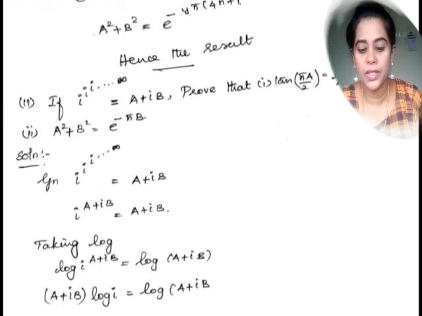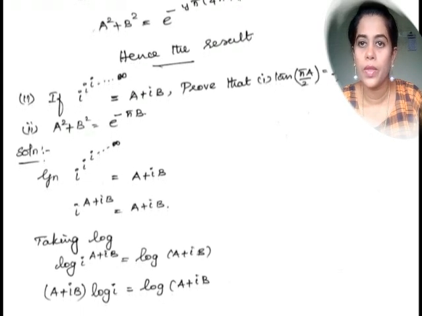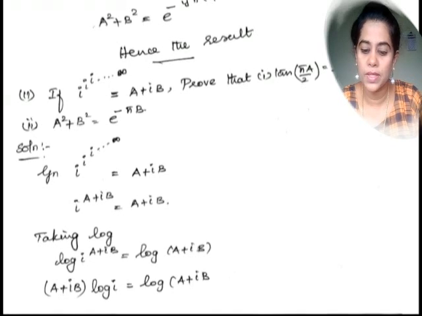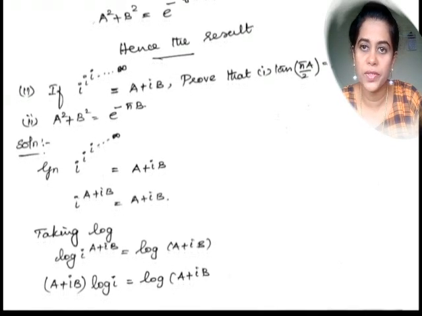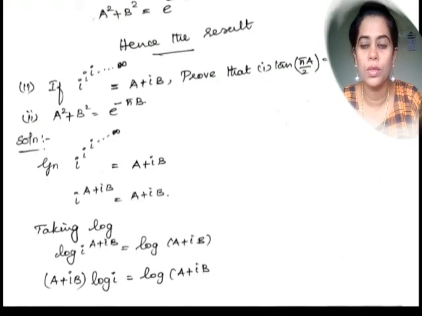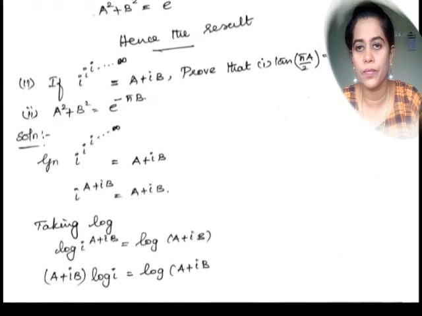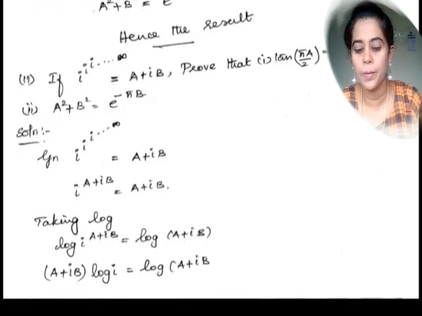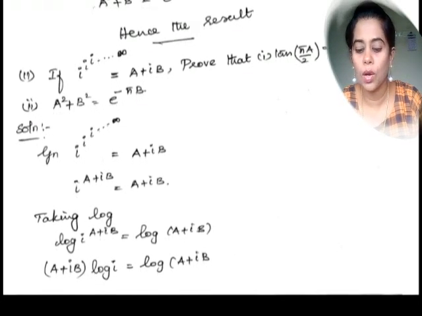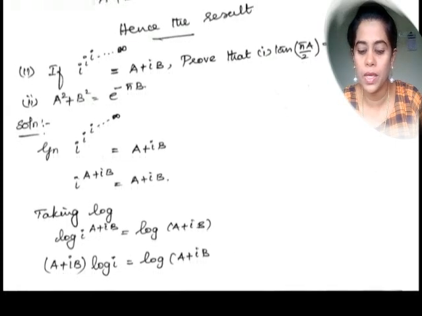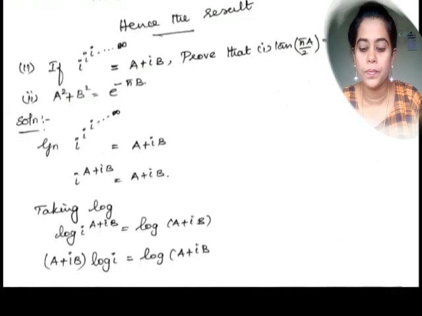Let me consider the given relation: i power i power i up to infinity equal to a plus ib. That is nothing but, by definition, i power of (a plus ib) is equal to a plus ib. This we can write by definition. Taking log on both sides, it is log of i into (a plus ib) equal to log of (a plus ib).